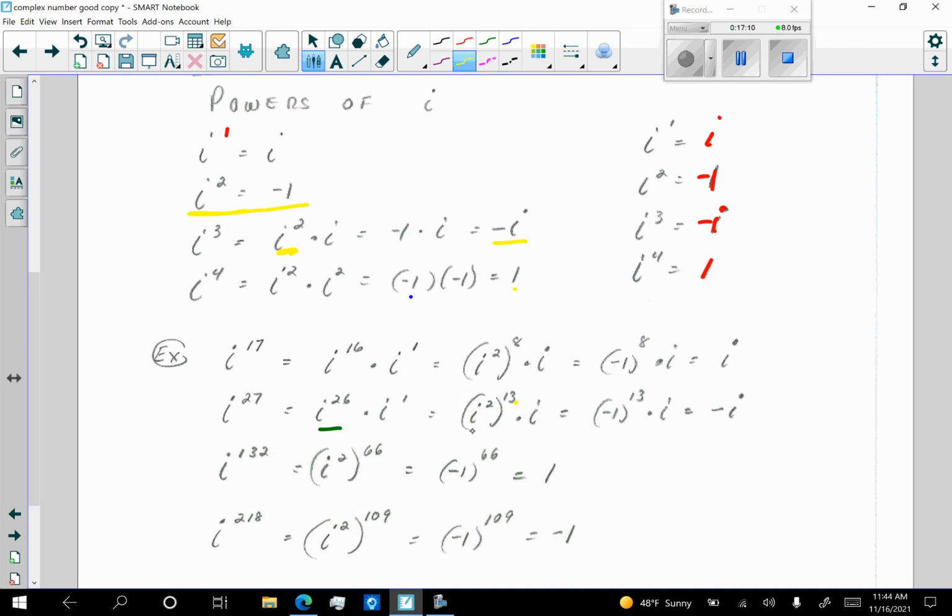Why did I do that? So I can write this I squared here as negative 1. Now I have negative 1 to the 13th power times I. And if I have negative 1 to the 13th power, it means I'm multiplying negative 1 by itself 13 times. So this guy here is going to be negative 1 as well. Negative 1 times I is equal to negative I.